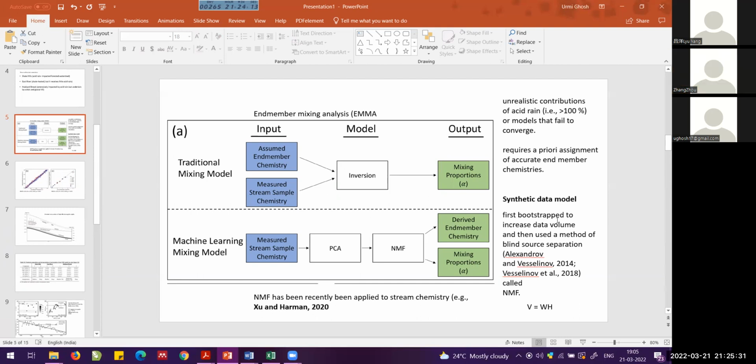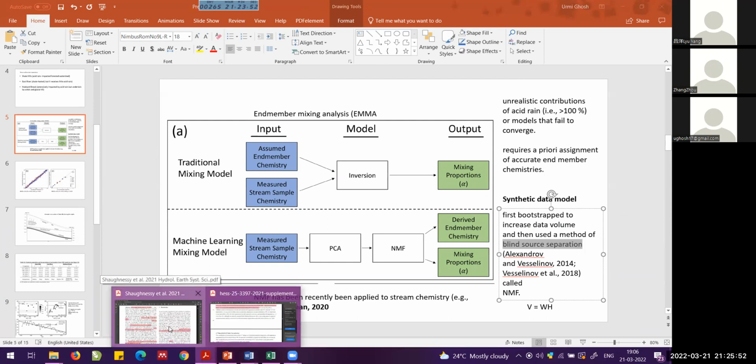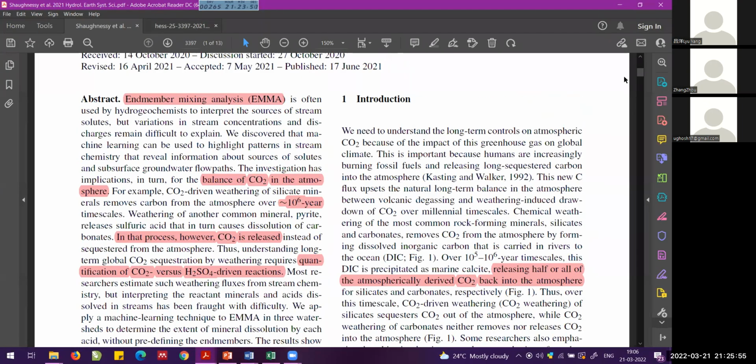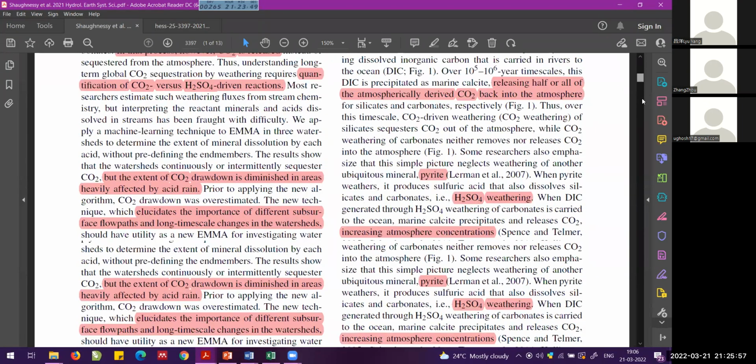So this method is a part of the blind source separation method, which is already used in different studies. They are used in sound systems as well, or different signal processing. This blind source separation is already used. If I look at the paper, they have mentioned it there, and in the supplementary as well, they had mentioned that in detail.